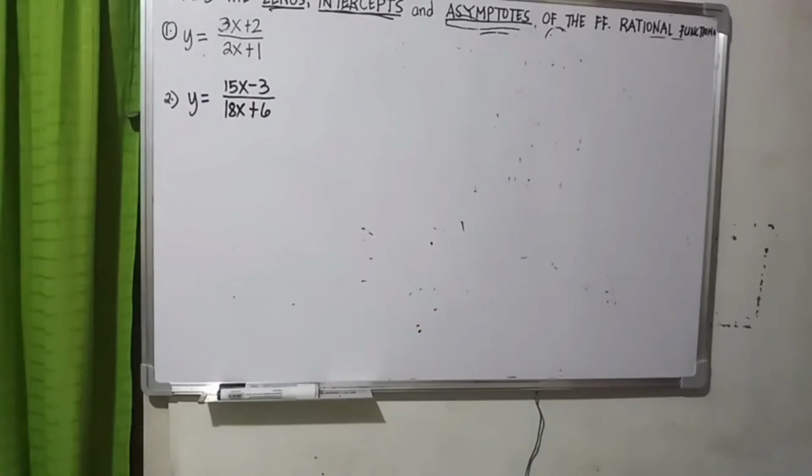15x minus 3 over 18x plus 6. Find the zeros, intercepts, and asymptote of that given rational function. Sige, paunahan. Ano yung value ng zeros niyan? Meron ng clue.